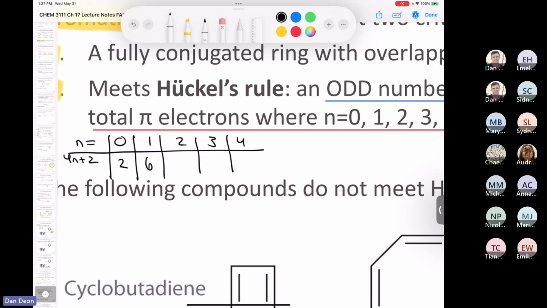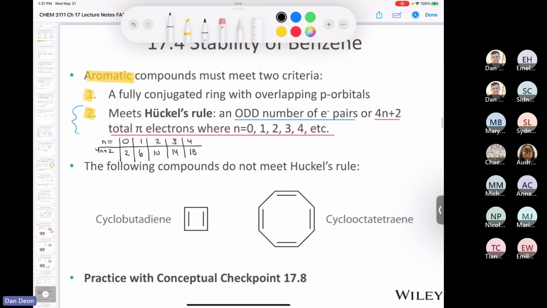6, exactly, right? So then if I go to 2, I get 10. Then if I go to 3, I get 14. And then if I have 4, I have 18, okay? So this is the total number of pi electrons. But what else does it say?